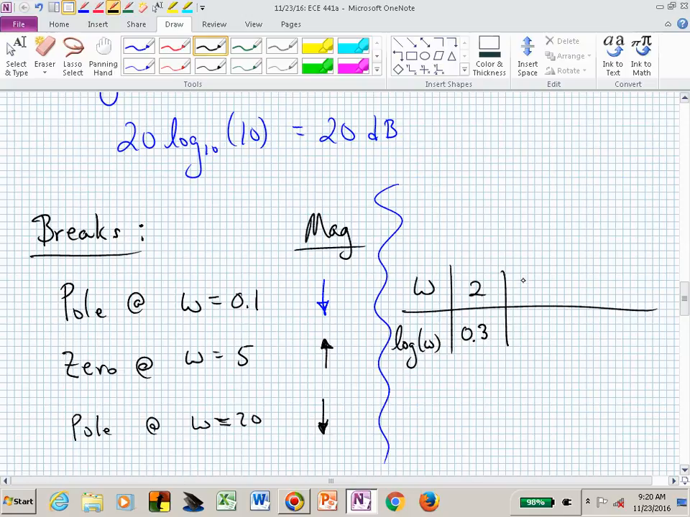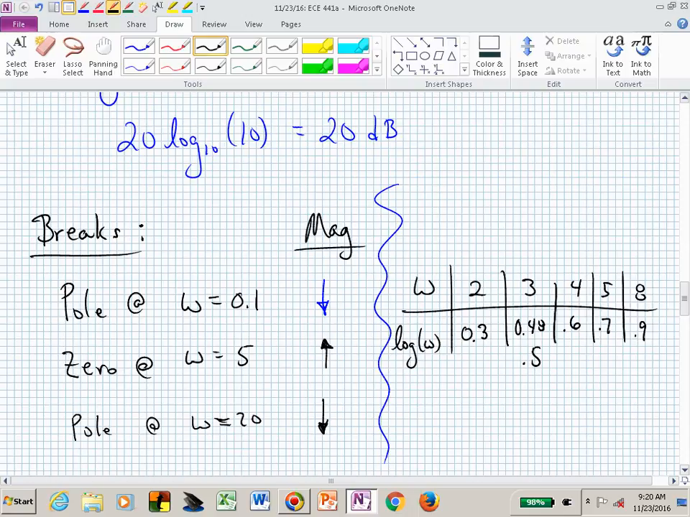Then 3 is 0.48, but I typically will just round that to 0.5. If this is a hand sketch, I'm not going to get down to that resolution of 0.48. I probably won't even be accurate to 0.5. 4 is then 0.6, 5 is 0.7, and 8 is 0.9.